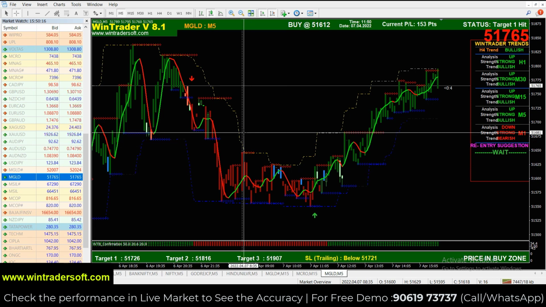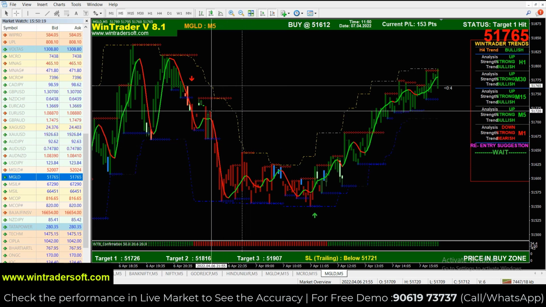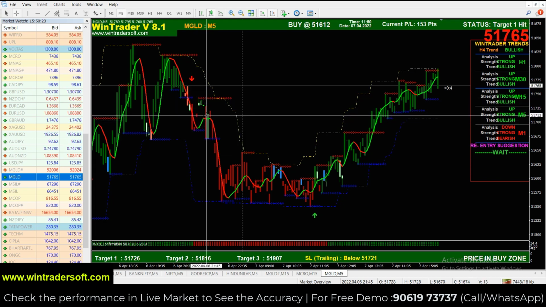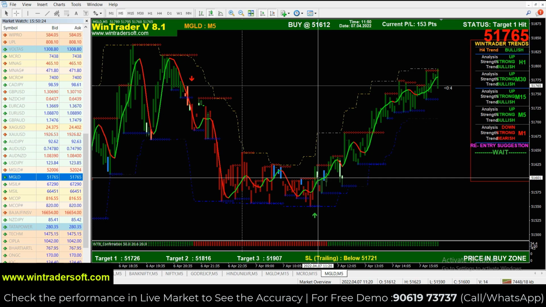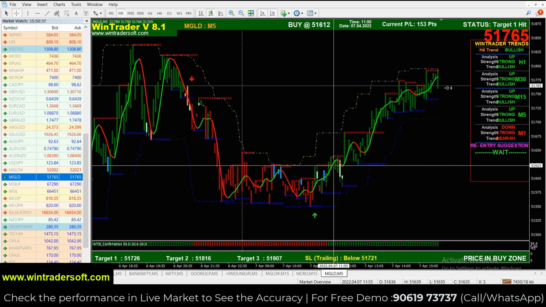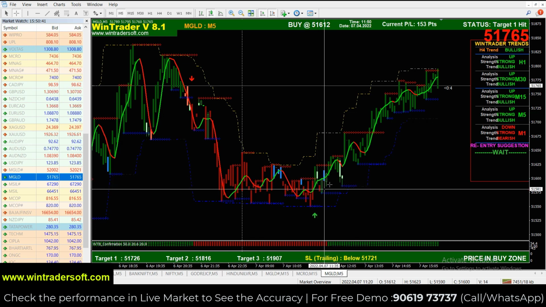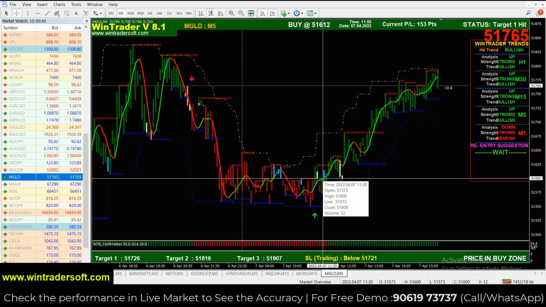Apart from these two colors you can see some different multicolor candles forming, like orange, white, MD candles and light blue. These are the indication of sideways. If the market is going sideways, then the software automatically changes the color of the bar. That time the sideways indication was there, which is why it did not give a confirmation.